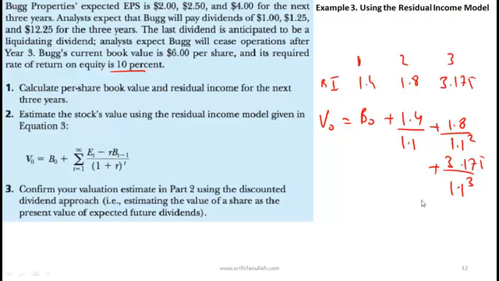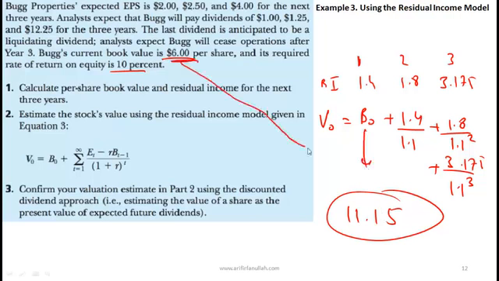The final answer should be 11.15 should be the value. The current book value is 6, so that is 6.00. Okay. All that is being said over here in the third part is, confirm your valuation using the discounted dividend approach. If you simply take the dividends and discount them back, which again you should be able to do in your sleep, you will notice that you get the same answer. So as long as your assumptions are consistent, then theoretically these two methods give the same answer.